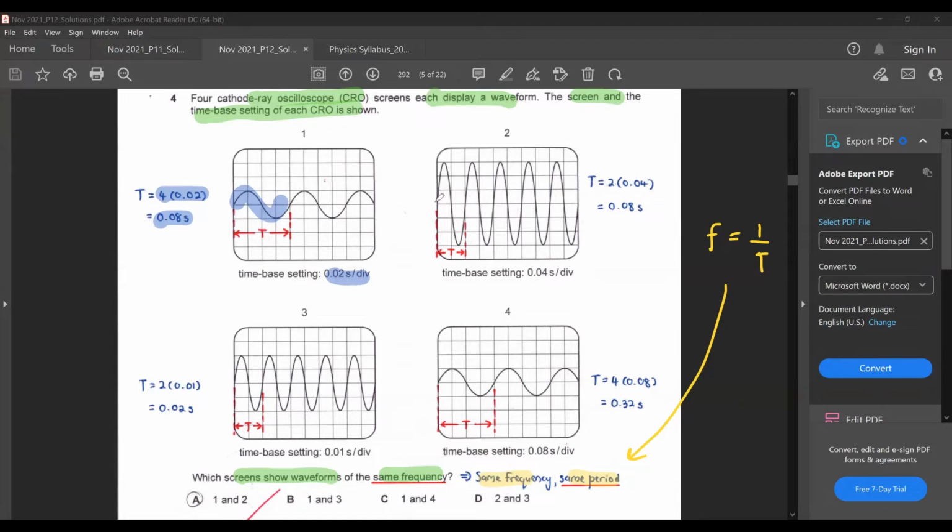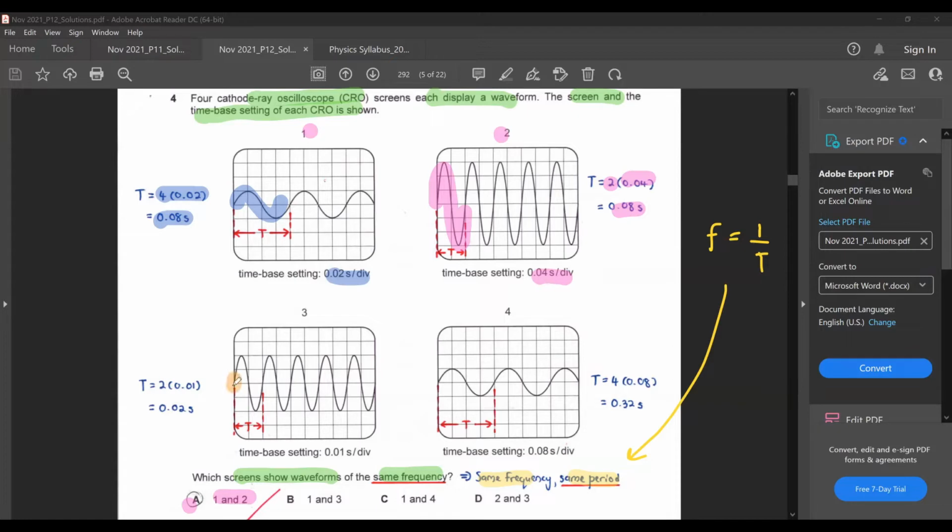And this one is also another waveform, but it's 2 divisions. One division is 0.04. So this one is 2 divisions times 0.04, giving you 0.08. So 1 and 2 are actually the same period. They therefore have same frequency. You can also do some further checking on 3 and 4 if you like.